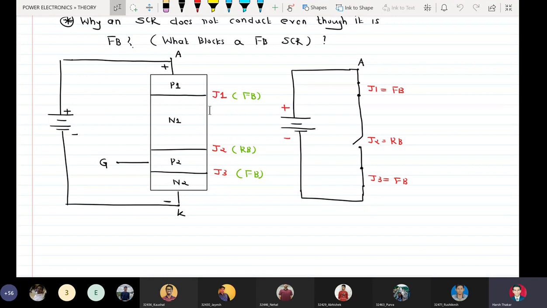Now we have assumed a circuit setup wherein I have connected anode and cathode of the SCR to the positive and negative plates of the battery as shown. The anode terminal is nothing but the region P1, and the p-type material is connected to positive polarity, while the cathode terminal K, which is nothing but the layer N2, that is n-type material, is connected to the negative plate. In this connectivity, the anode is connected to the positive plate of the battery while the cathode terminal is connected to the negative terminal, and this is called forward biasing of the SCR.